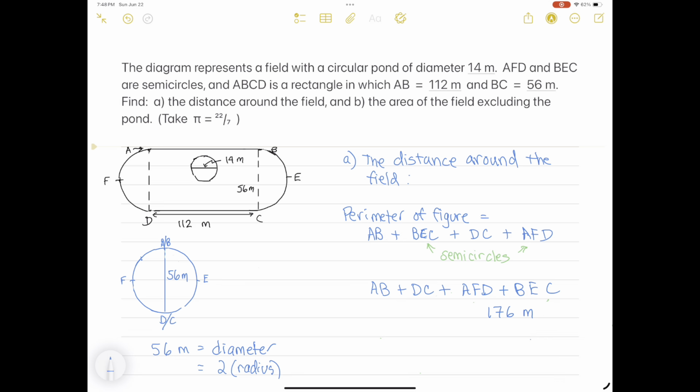And AB is given as 112 meters, plus DC is also 112 meters as given by the problem. In other words, the perimeter of the figure equals 112 meters plus 112 meters plus 176 meters, and I do that calculation on the side.